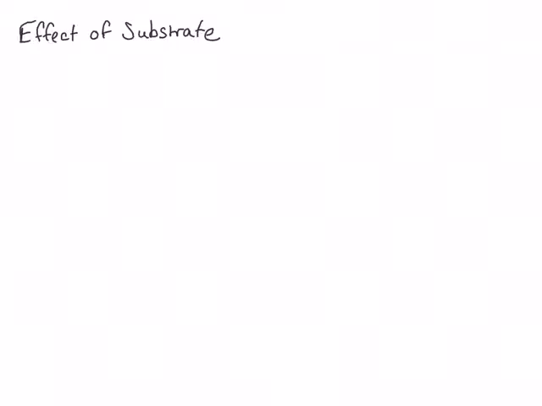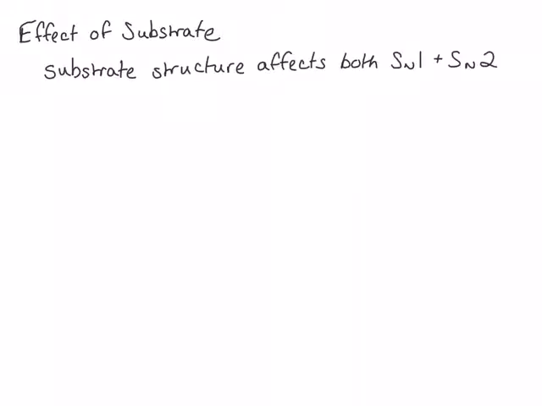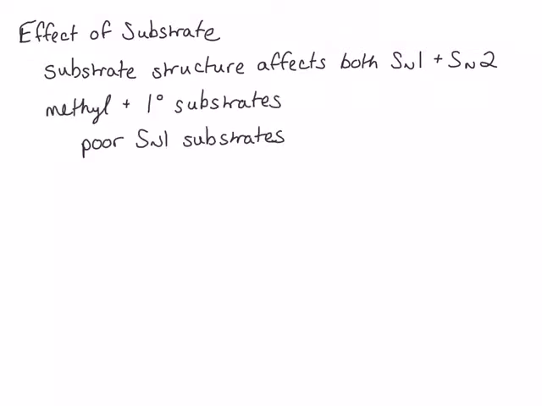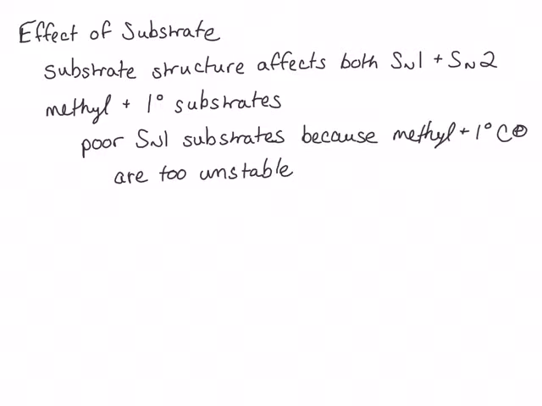Because the substrate is involved in the rate-determining step of both the SN1 and the SN2 mechanism, the structure of the substrate affects both the rate of the SN1 and the SN2 reaction. Methyl and primary substrates are poor SN1 substrates. They slow the rate of the SN1 mechanism because the carbocation that is produced is very unstable, therefore it forms very slowly. However, methyl and primary substrates are good SN2 substrates because the lack of steric hindrance around the leaving group allows a close approach of the nucleophile to the electrophilic carbon.